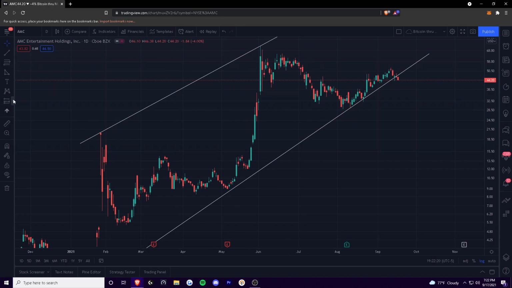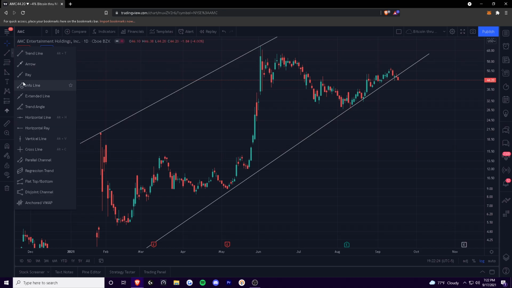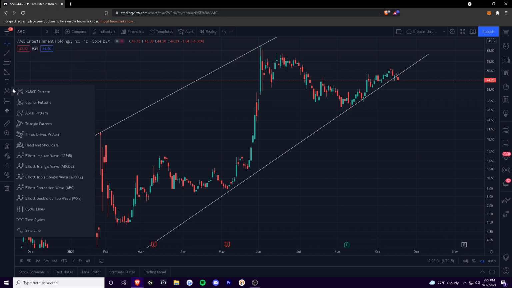Let's see. Well, I can just use the path tool because I chart on my phone all the time, so I don't know how to operate the computer. Here, we got Elliott waves here.